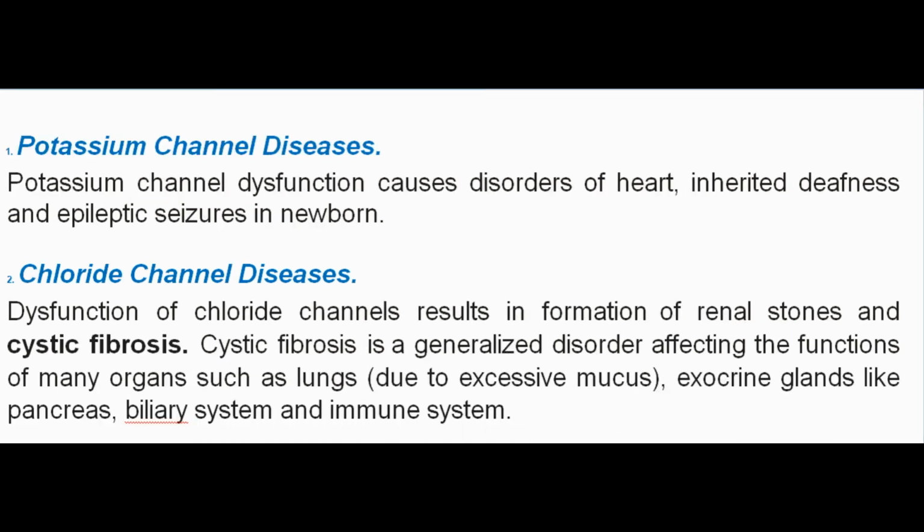Potassium channel diseases. Potassium channel dysfunction causes disorders of the heart, inherited deafness, and epileptic seizures in newborns. Chloride channel diseases. Dysfunction of chloride channels results in formation of renal stones and cystic fibrosis. Cystic fibrosis is a generalized disorder affecting the functions of many organs such as lungs, due to excessive mucus, exocrine glands like pancreas, biliary system, and immune system.